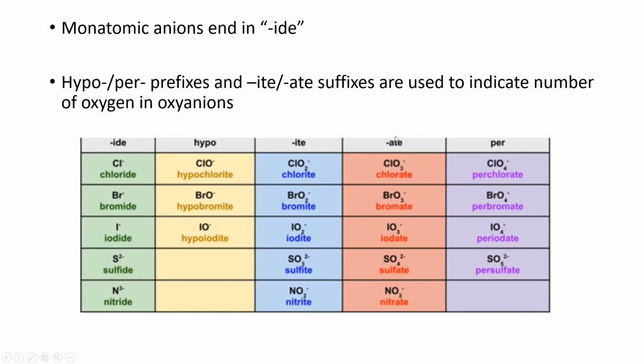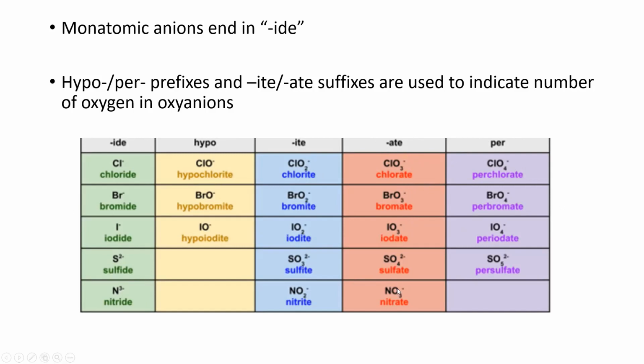And with it, the ending, as well as the presence of a prefix, can tell us how many there are. Unfortunately, there's no set system. So if you look at this table here, you can see chlorate, bromate, iodate, and nitrate all have 3 oxygens, but then sulfate has 4. So unfortunately, the ATE ending doesn't automatically mean 3 oxygens.